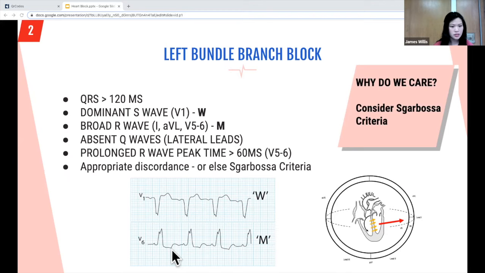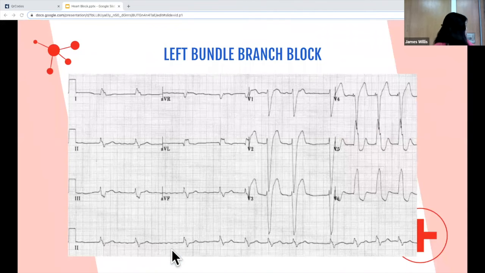So why do we care? Don't want to miss an MI. So examples of these: remember, the conduction is going down and sort of this way to the left, the left axis deviation sort of area. Since you're going towards the lateral leads, it's more positive in the laterals, and then more negative in the precordials. You have the widening.